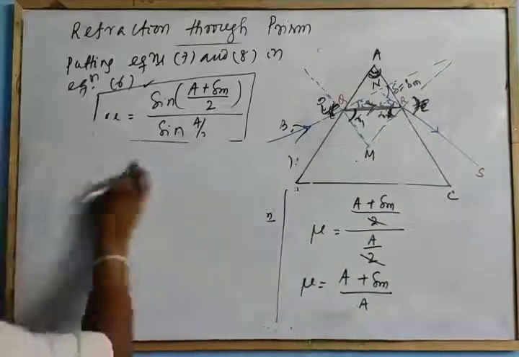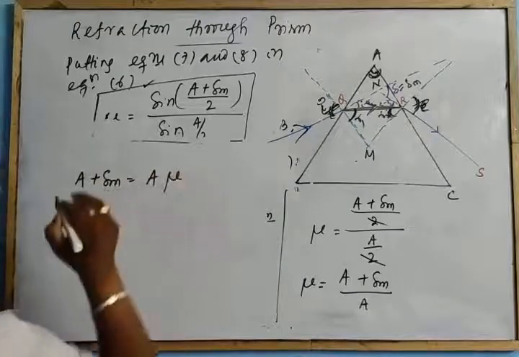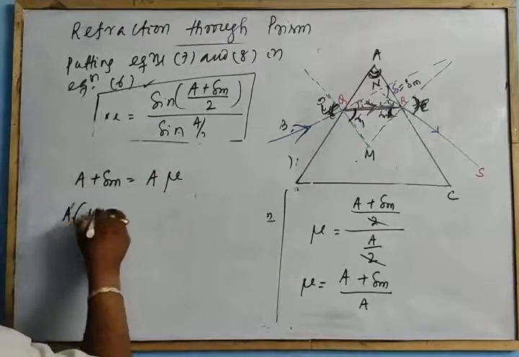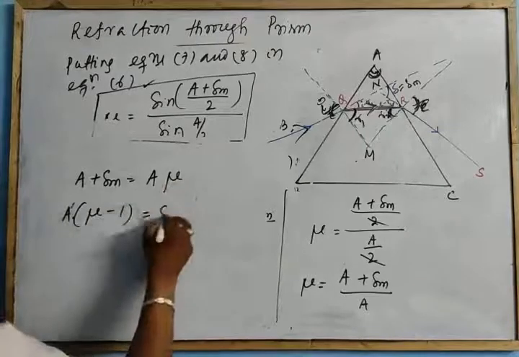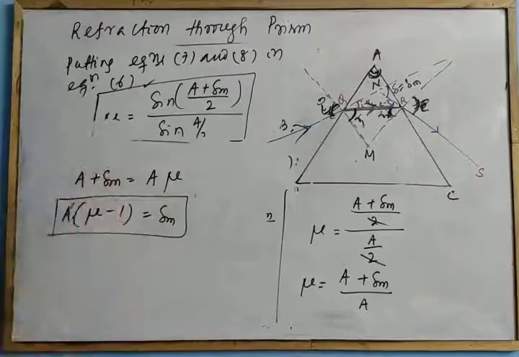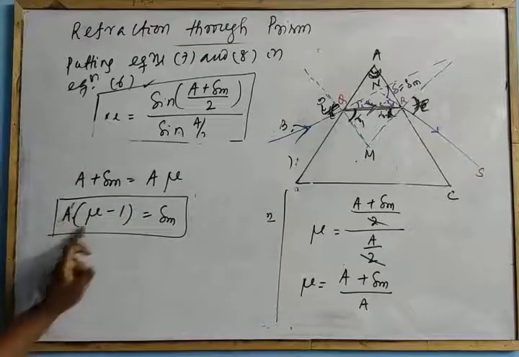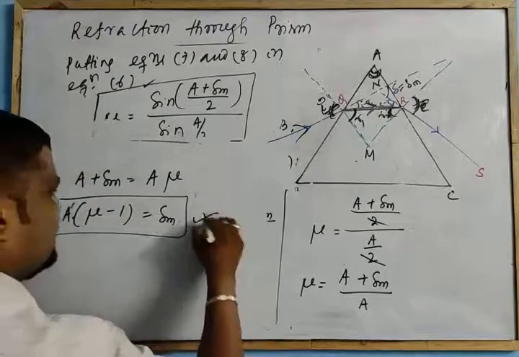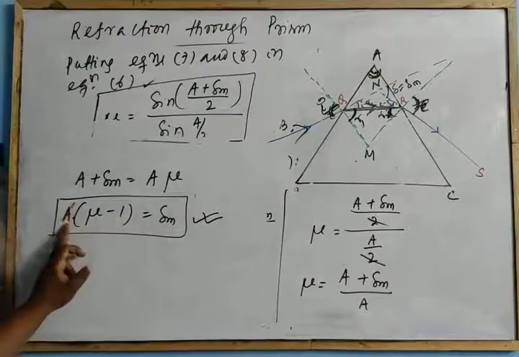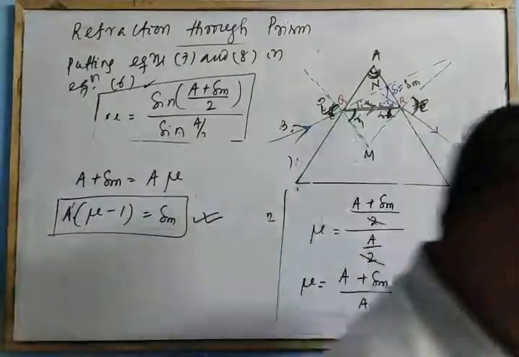Let me write here also. If A plus delta m is equal to A into mu, or I will write A into mu minus 1 is equal to delta m. A mu minus A is equal to delta m, or take common A, mu minus 1 equal to delta m. This is an expression for small angle prism. This angle of deviation is equal to angle of prism into refractive index minus 1. This is also a relation.